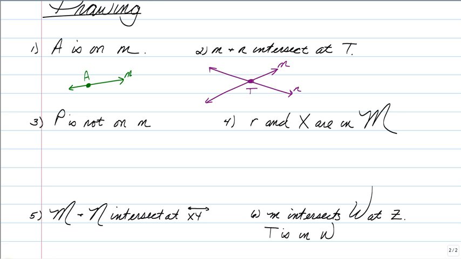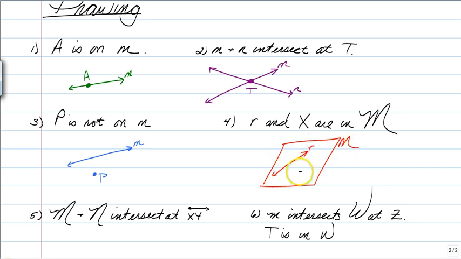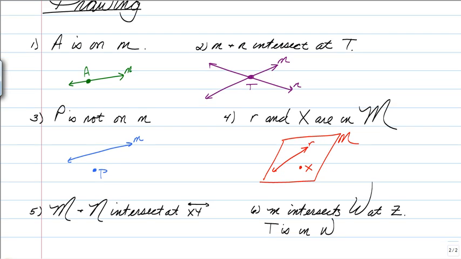Capital P is not on lowercase scripty m. So that means that we have a line M and we have a point P that is not on that line. And then we have lowercase scripty r and capital letter X are on capital scripty M. That means we have a big old plane named M, and we have a line named R and a point named X on that plane. Okay? That's that.